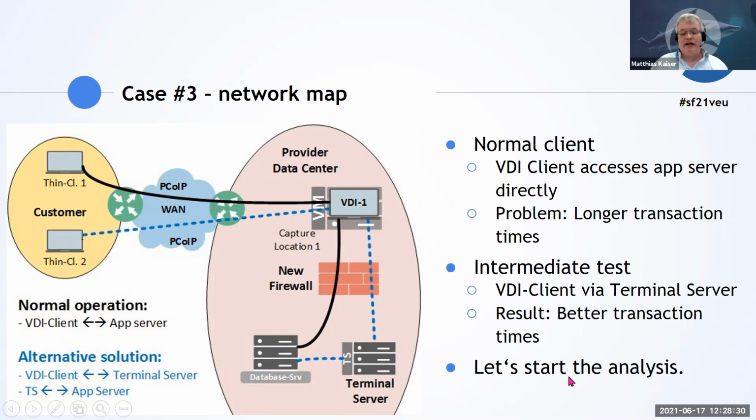Plus, we needed to identify where to start. Is it the WAN side? Is it the VDI client? Is it the firewall? Is it the server? And why is the terminal server so much faster?